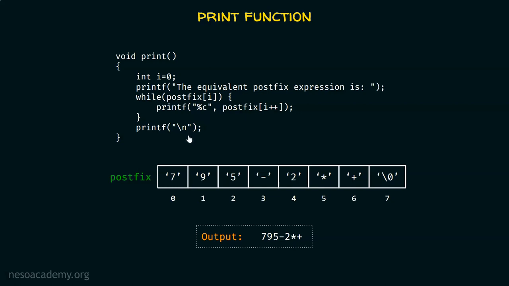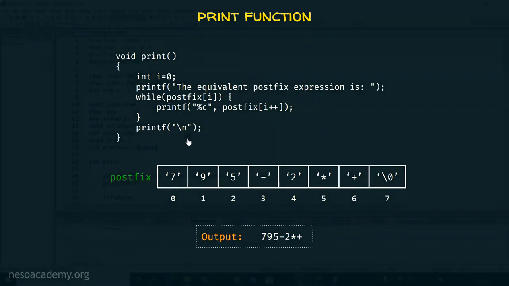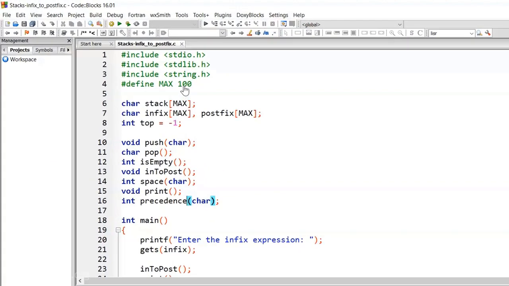Now, let's execute this code in our favorite IDE. You can see the complete code over here. These libraries are included. Hash define max 100 is there. We have these arrays, stack, infix, postfix. We have a top variable which is initialized to -1, which indicates that our stack is currently empty, right? Then we have all these prototypes, which indicates that later on in our code, we have all these functions defined, right? We have a push function, we have a pop function.